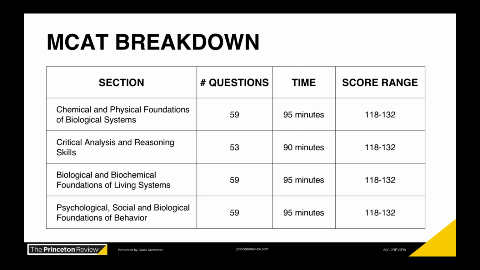The 4 sections of the MCAT are broken down like this. There are 59 questions for all of the science sections, and those are each 95 minutes. The first section is the chemistry and physics section, also with a biochemistry portion: chemical and physical foundations. The second section is CARS, which is like the equivalent of a verbal section of the SATs, although a little bit harder. There are only 53 questions in a 90-minute portion.